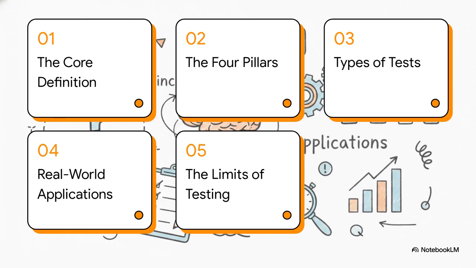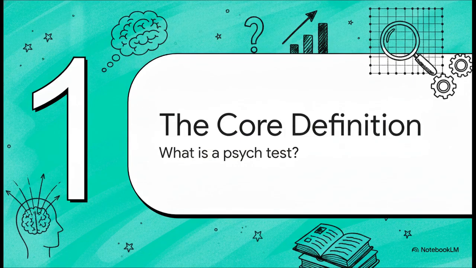Well, here's how we're going to break it down today. 1. The core definition. 2. The 4 pillars. 3. Types of tests. 4. Real-world applications. And 5. The limits of testing. Okay, let's jump right into Section 1, the core definition.